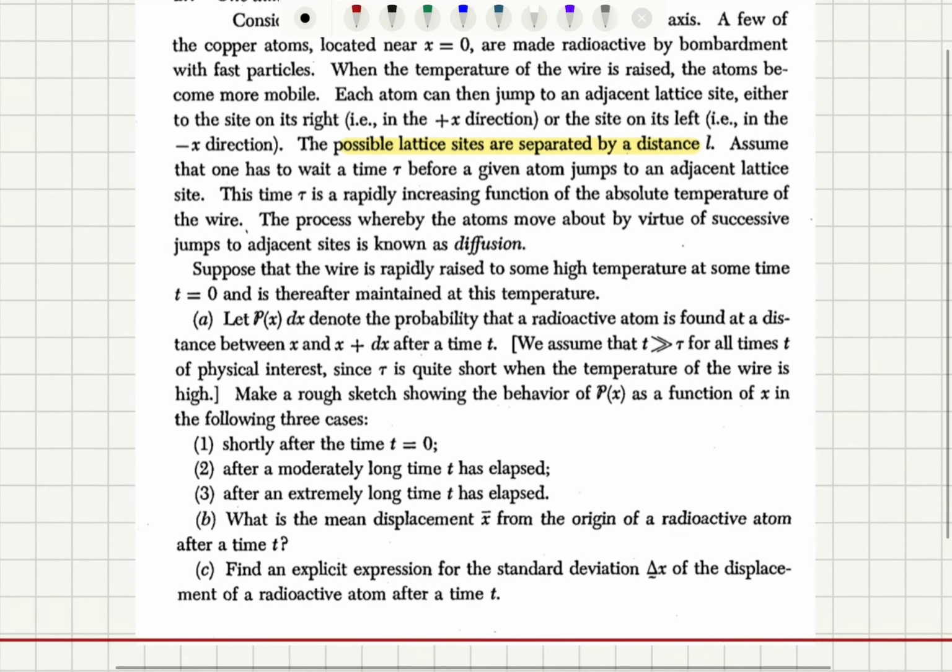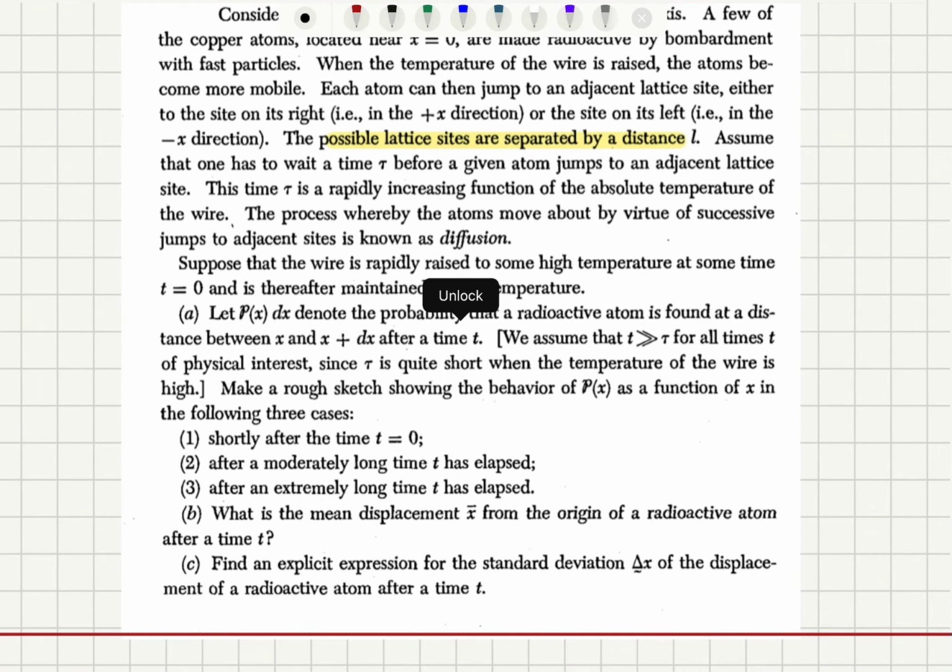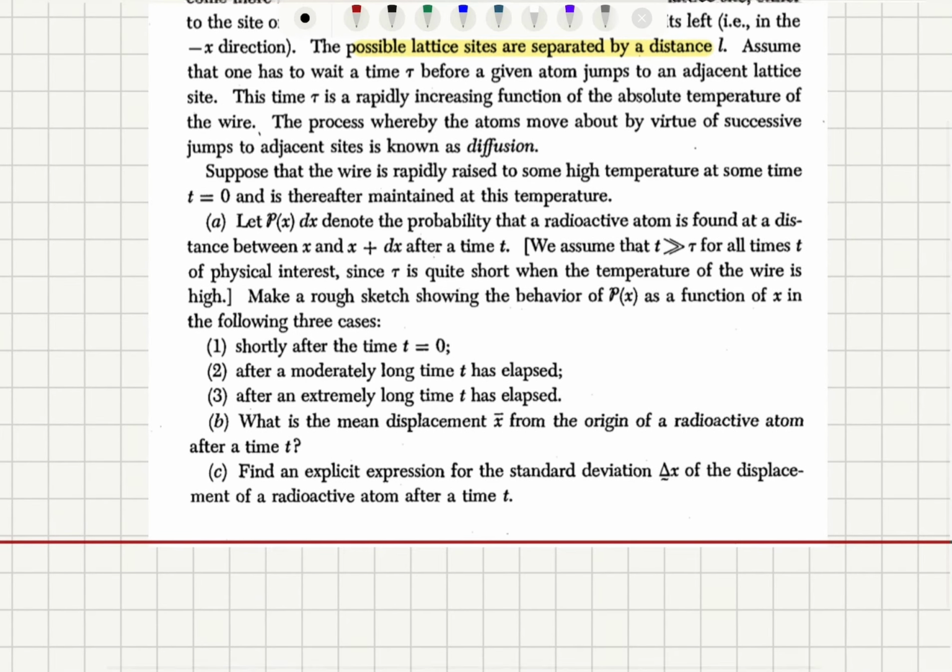The process whereby the atoms move about by virtue of successive jumps to adjacent sites is known as diffusion. Suppose that the wire is rapidly raised to some high temperature at some time t equals 0 and is thereafter maintained at this temperature. Let p of x dx denote the probability that a radioactive atom is found at a distance between x and x plus dx after a time t. We assume that t is much greater than tau for all times t of physical interest, since tau is quite short when the temperature of the wire is high.